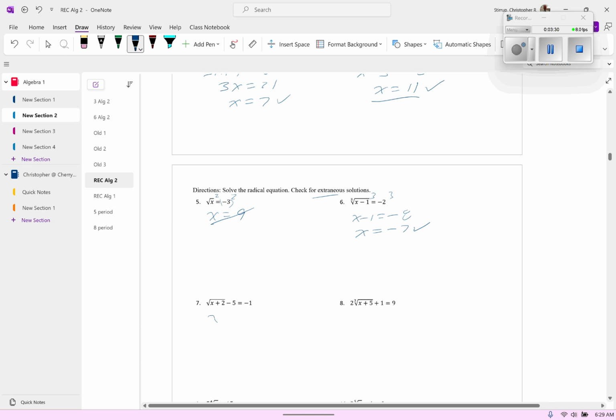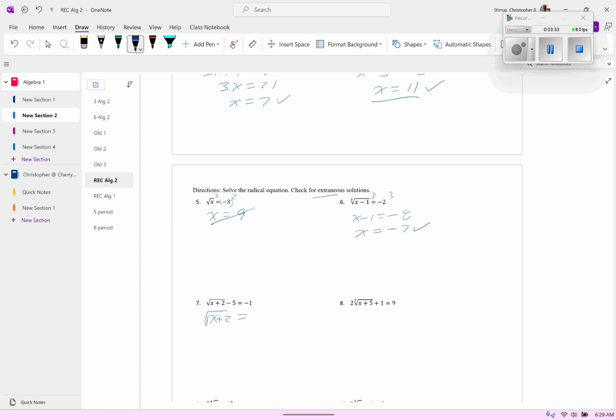Number 7, let's go ahead and add 5 to both sides. So that's going to give me 4. I'm going to square both sides. So that's going to give me x plus 2 is equal to 16. Subtract, I get 14. Let's see, 14 plus 2 is 16. 16, square root of 16 is 4. 4 minus 5, that's equal to negative 1. That works. This one, we want to subtract 1 from both sides first.